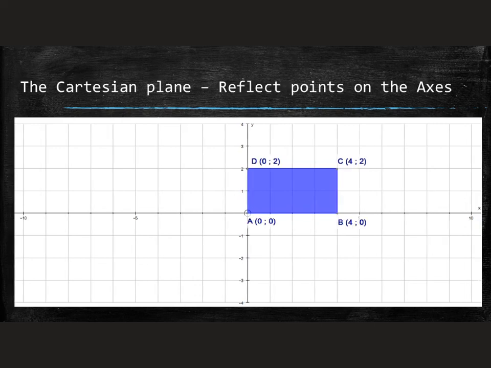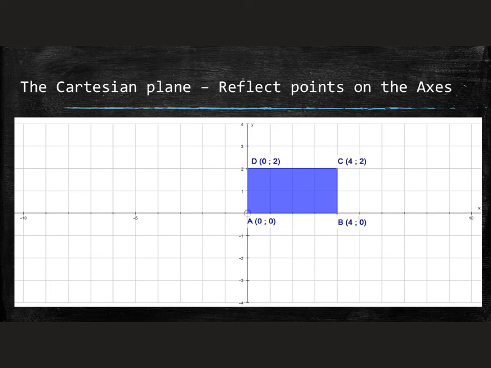So what you noticed is that A was at the origin, and its point is 0, 0. D had not moved left and right, it had only moved up, so it had moved up 2 spaces, therefore it hasn't moved left or right, but it has moved up. B had not moved up or down, it had only moved right, so that's why it's positive 4, and C had moved across and up. It had moved across 4 spaces and up 2 spaces.